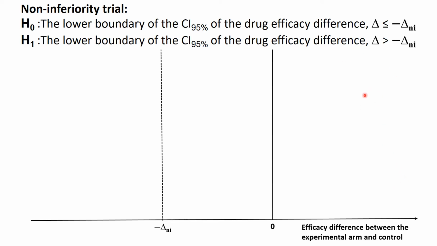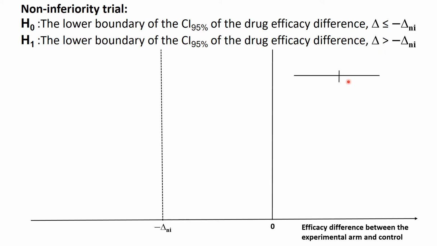However, this particular difference should not be less than, instead of -1, maybe -5. It should not be less than this particular threshold. If you are saying it should not be less than this threshold, then you are simply saying that it should be greater than this threshold for us to conclude that there is non-inferiority. And then the null hypothesis is the opposite, so it should be less than or equal to the non-inferiority threshold.